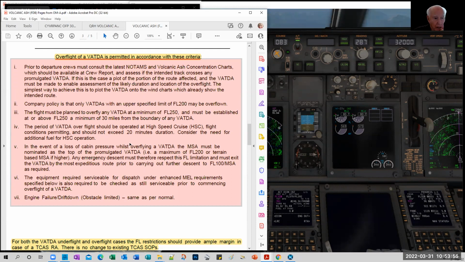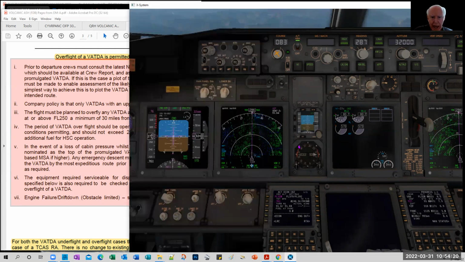These are important. In the event of a loss of cabin pressure whilst overflying VATDA, the MSA must be nominated as the top of the promulgated VATDA. Now that's important, in the event of a loss of cabin pressure. Remember, we talked about these things yesterday in the last video. All the different multiple failures that you may have using volcanic ash, flying in an area of volcanic ash.